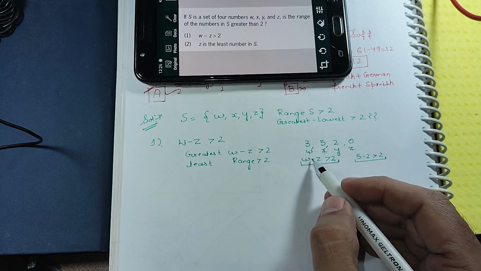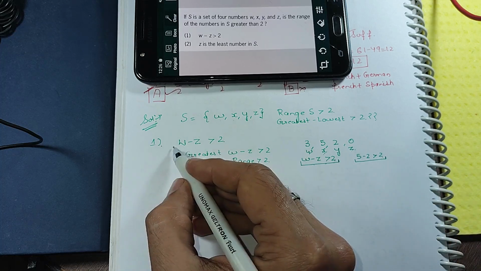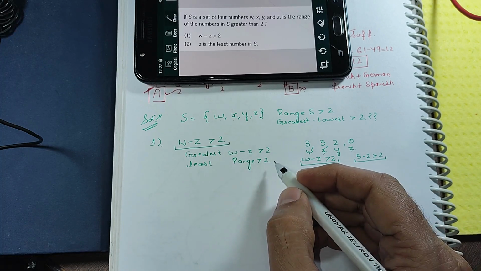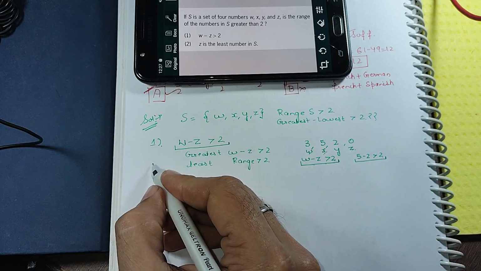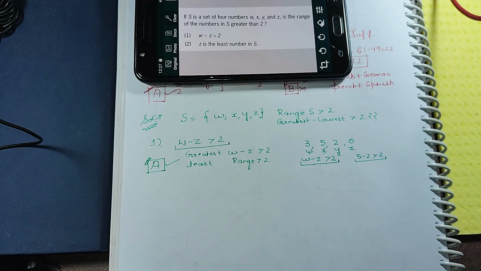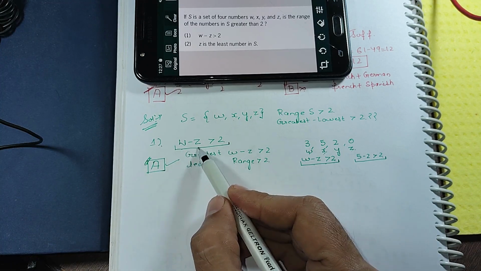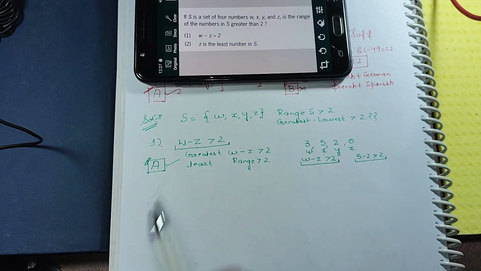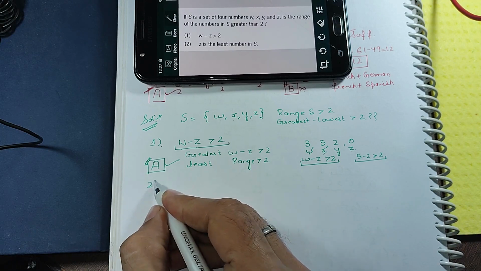Or in other words, we can say that the range has to be greater than 2, given that out of 4 numbers, the difference between 2 numbers is greater than 2. So we can say surely that statement A is sufficient to answer that the range of this set will have to be greater than 2, whether W and Z are greatest or least, or they are not. Now, moving to statement 2.